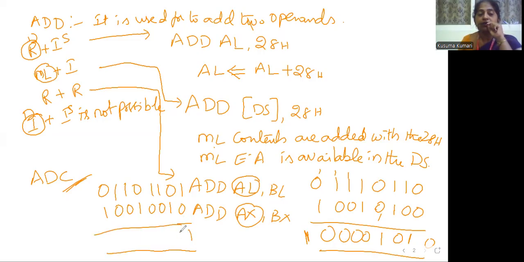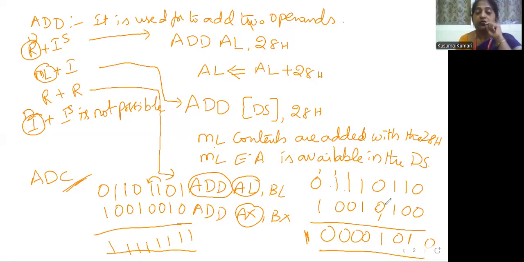So simply 1 1 1 1 1 1 1 1. Here no carry is generated from one position to another position. That means it is a simple addition, so the ADD instruction is used. But where a carry is generated from one position to another position, then the ADC instruction has to be used.